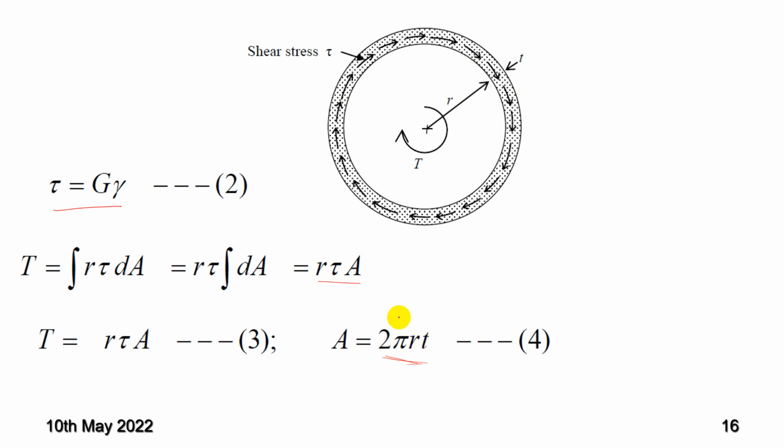Now we have a relationship for T, that is r tau and A, and we know A is 2 pi R T, and we also know that tau is equal to G gamma.